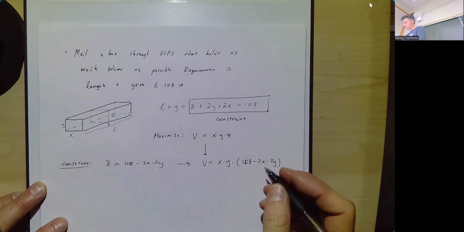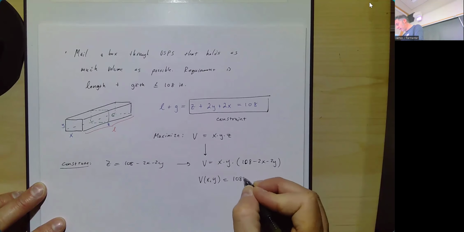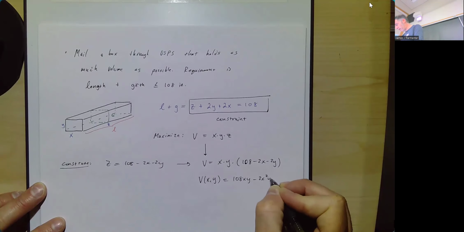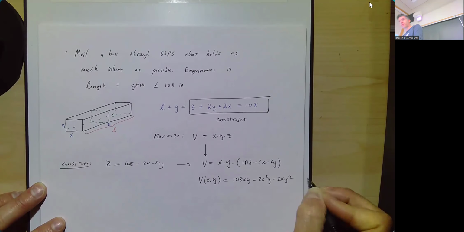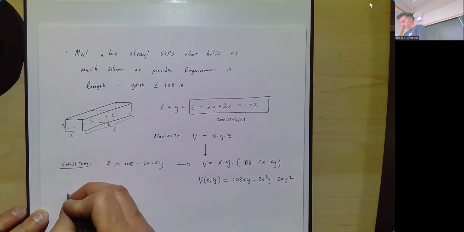Volume as a function of two variables is 108xy minus 2x squared y minus 2xy squared. And we've had some practice maximizing or minimizing a function of two variables. You take the partial derivatives, set them equal to 0, find the critical points, and then test to see if it's a maximum or minimum, and it should be a maximum. But we're not going to do it that way so that I can show you an example of using the Lagrange multipliers.